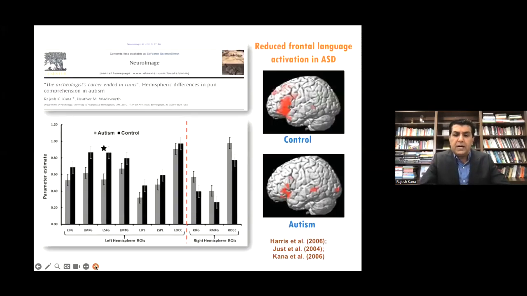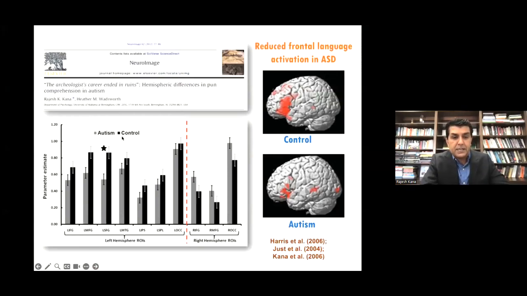Here is another couple of studies which we did with adult participants, where they are processing figurative language like puns. As you can see in the title of the paper, The Archaeologist's Career Ended in Ruins. So you either understand the joke in that sentence or you don't, right? If you understand the joke, it means you are interpreting multiple things there, putting that in context, and understanding the multiple meanings involved. And you see the pattern of activity there.